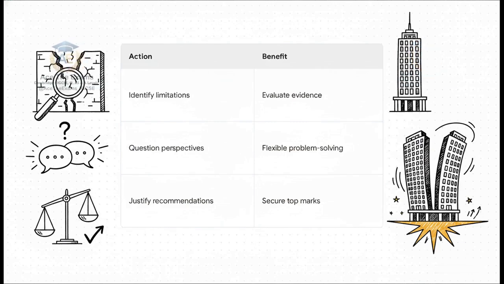It's all about action and benefit. First, identify limitations and assumptions. Why? Because it proves to the examiner you have critical evaluation skills. Next, question alternative perspectives. This introduces a well-reasoned counter-argument into your Afrikaans conversation, showing your building can sway in the wind without snapping. And finally, justify your final recommendations. You aren't just presenting facts, you're weighing them and making a concluding judgment. That justification is the exact mechanism that secures those higher-order, top-scoring marks.